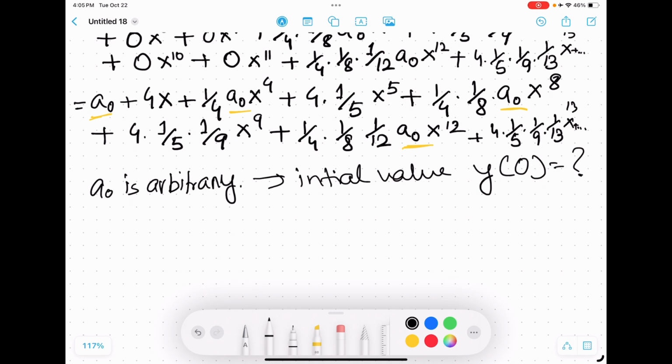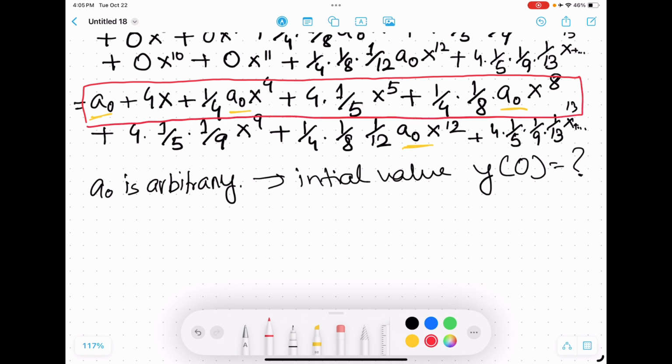Now, in our question, it asked us to find the first 5 terms, and if you look, we have actually gotten our first 5 terms, which is this in this red box right here. So these are my first 5 terms that our textbook wanted us to include. Now, we have more, as you can see.